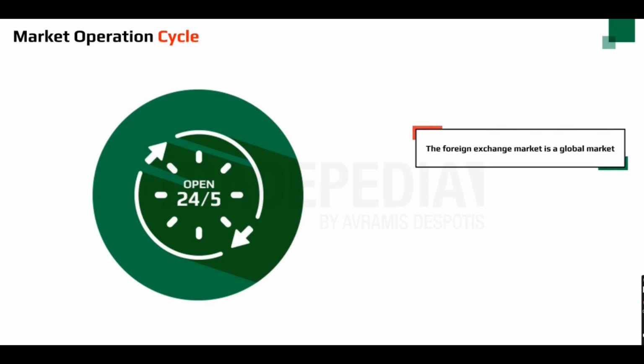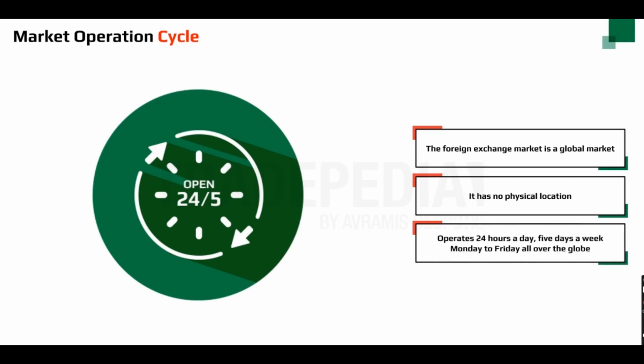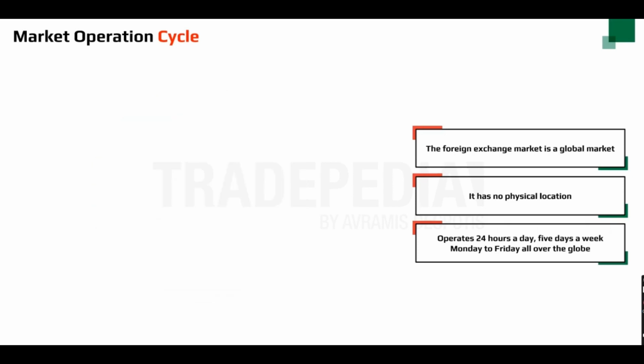The foreign exchange market is a global market. It has no physical location and operates 24 hours a day, 5 days a week, Monday to Friday, all over the globe. As one major Forex market closes, another one opens. According to GMT, for instance, Forex trading hours move around the world like this.